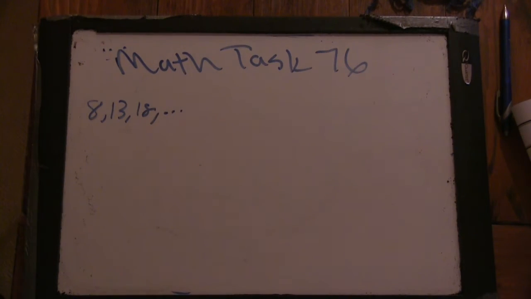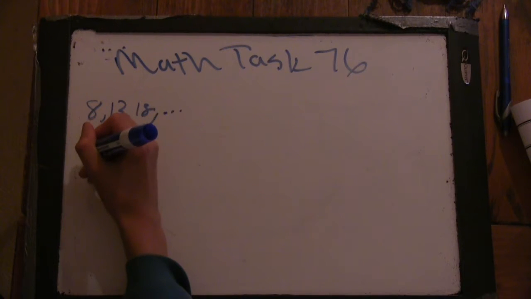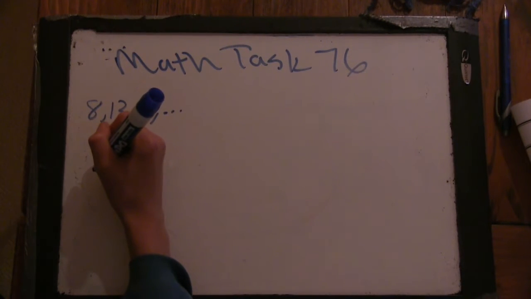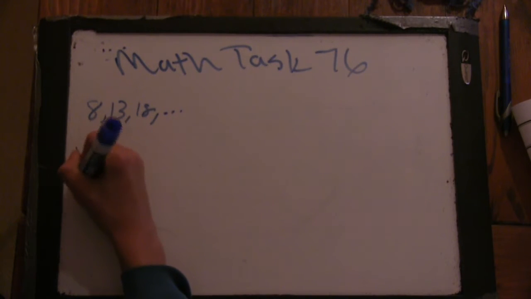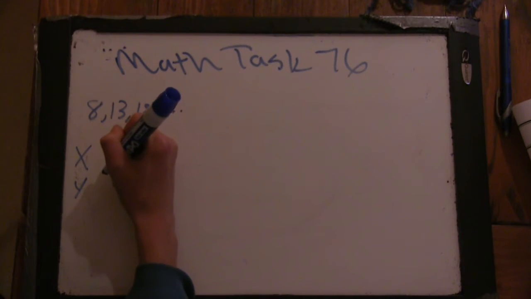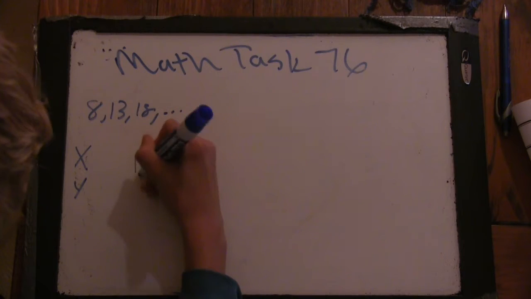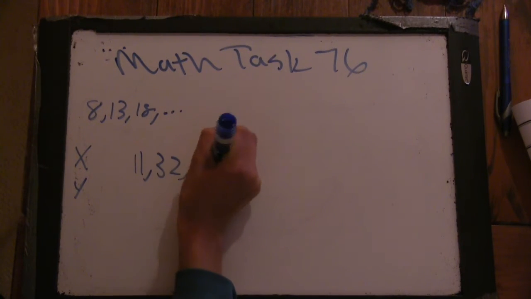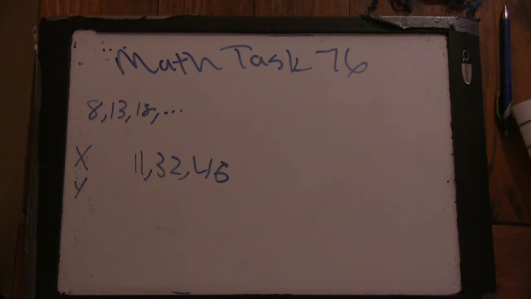Josh starts with a whole number other than 8 and counts by a whole number other than 5. So maybe like X and Y. Some of his numbers are 11, 32, and 46. But he does not start with 11, and 24 is not one of his numbers. What number does Josh start with?